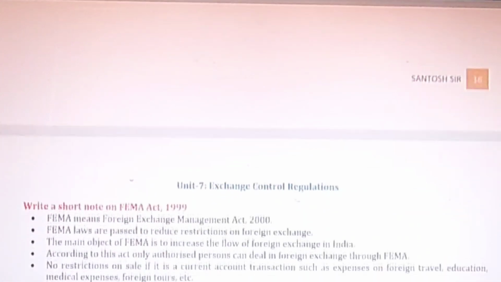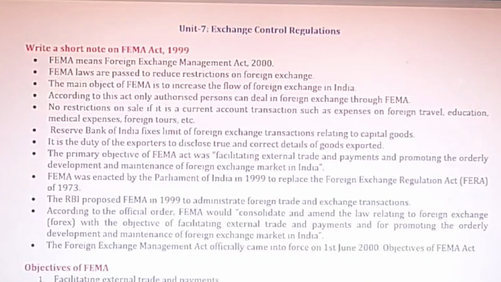The next unit is unit 7, exchange control regulations. Now here again, we'll be studying about all the laws. Little bit boring, because learning all the laws is not an easy job. And this is the FEMA Act. This is the most important act which lays down all the rules and regulations of international trade. So this topic is also common in most of the MCOM papers.